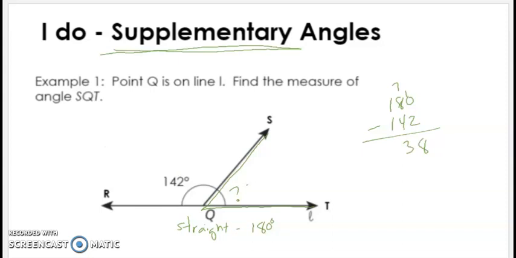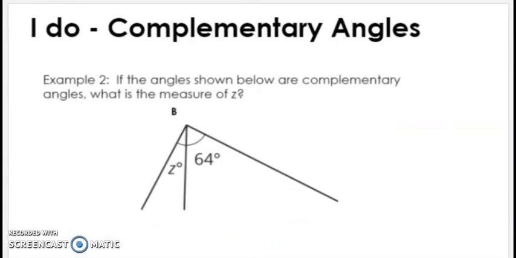So angle SQT, if it's 38 degrees, then 38 and 142 make 180. They're supplementary angles together. So we can just use this fact, even though it's not given to us, to figure out the other. We can do the same thing with complementary angles. Remember, complementary angles together make a right angle.